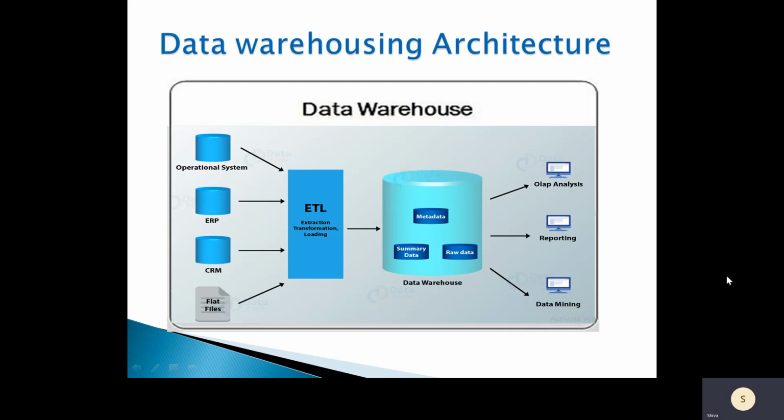We have different types of source systems and we will convert them into a single format in the staging area. From the staging area, we will load into the data warehouse, and from there, we will send the data to the customer for analyzing the data. This is the flow of data warehouse architecture.